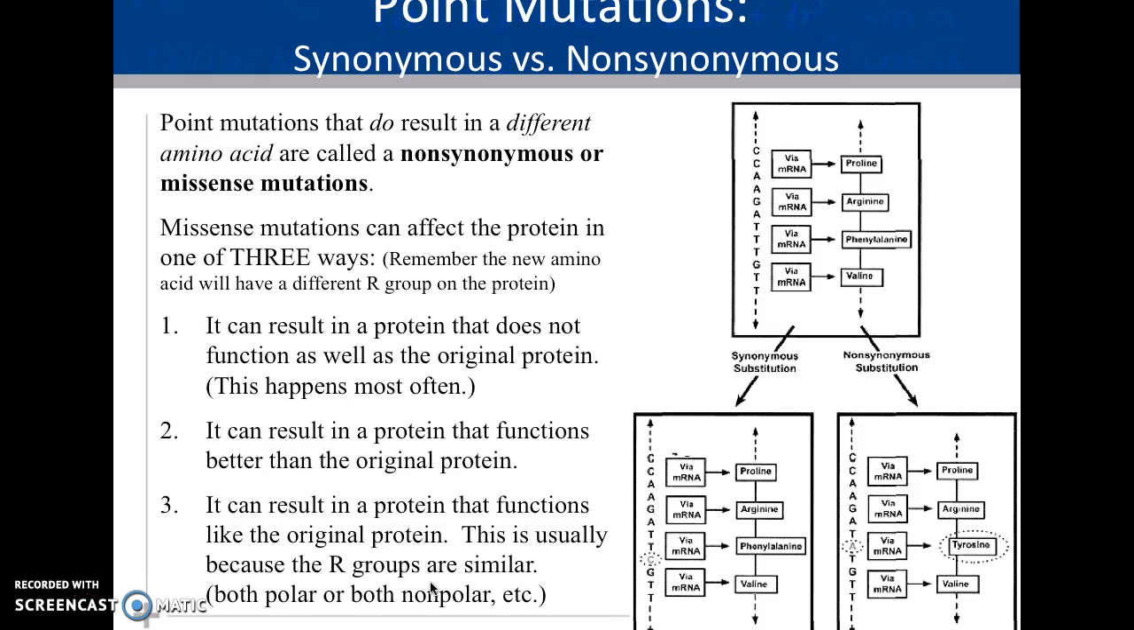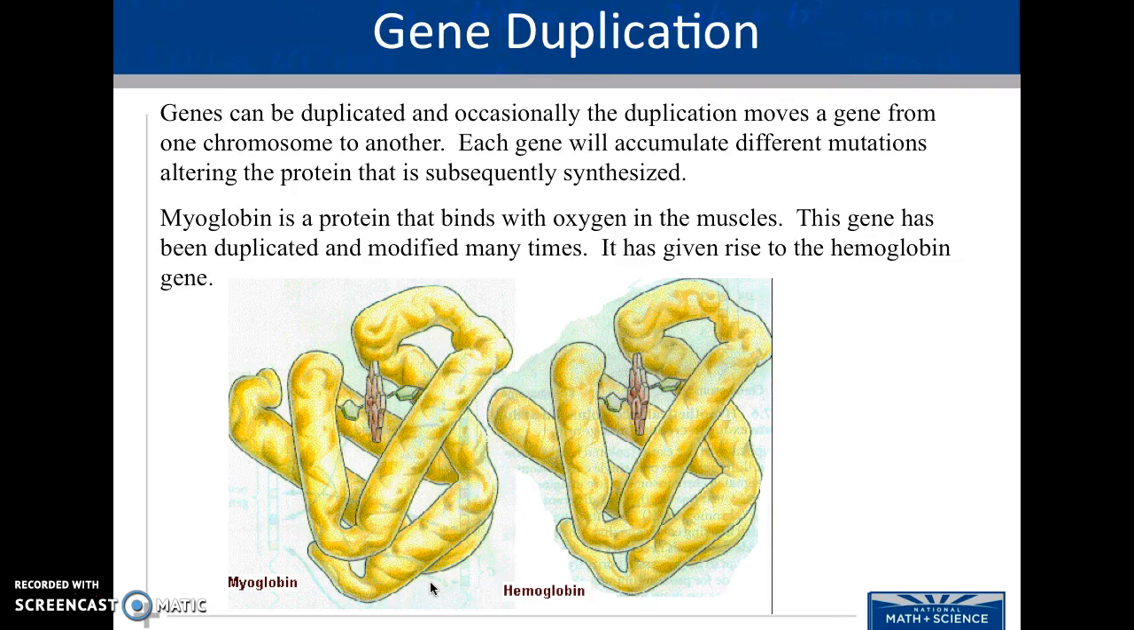If there is an impact, we call it non-synonymous or a missense mutation. This is still a one letter difference, but it can result in a couple of things. It can result in a protein that doesn't function as well, which happens the most often. It can mean that we will create a protein that functions better, and sometimes it'll create a protein that functions identically to the same protein. So there are 3 options for when we see a change that will impact the DNA.